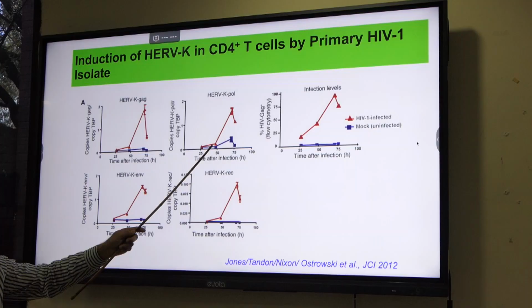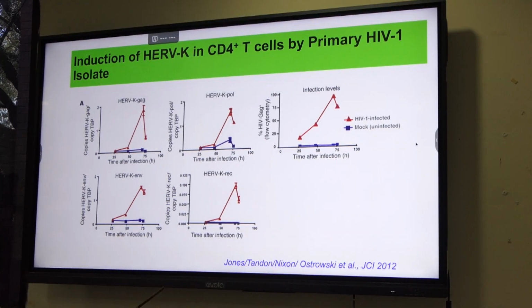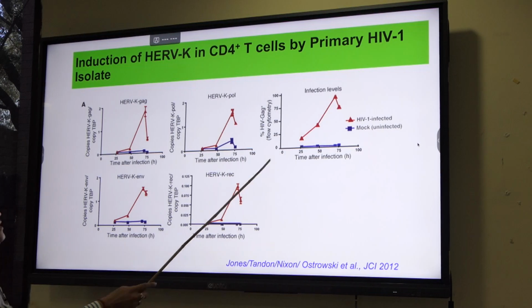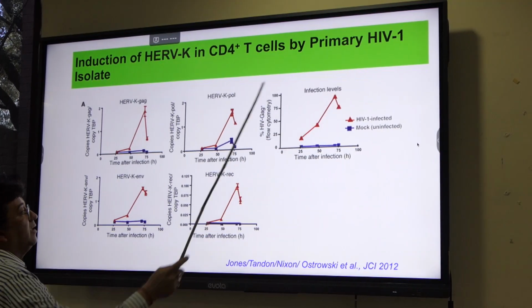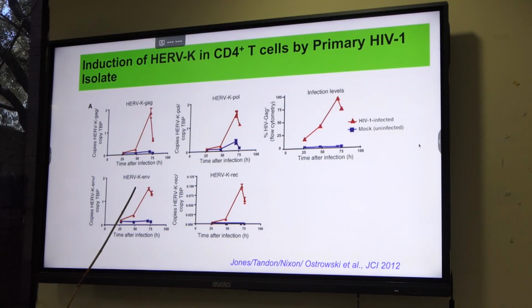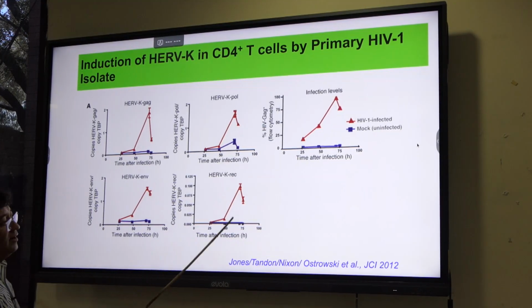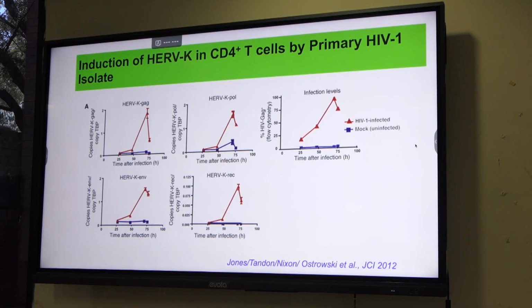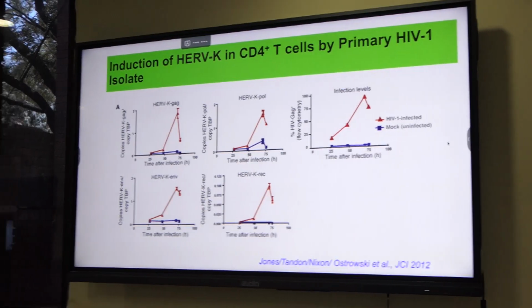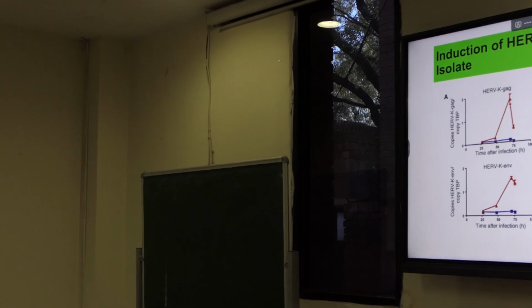Likewise for HERV-K, there is an increase, then a decrease. Infection level for HIV, you can see that infection is really happening. Mock, you see nothing is happening. And here you see upregulation of HERV-K envelope, HERV-K reg, suggesting that even in vitro, if you try to infect with HIV, there is an upregulation of HERV at the transcription level.